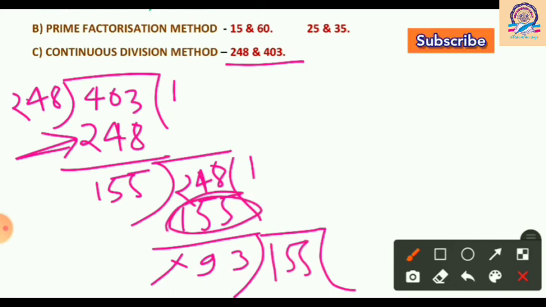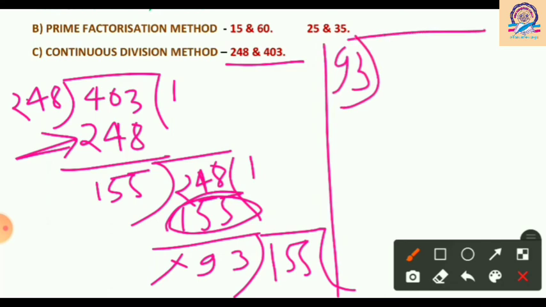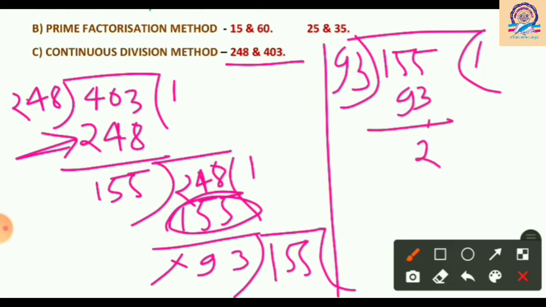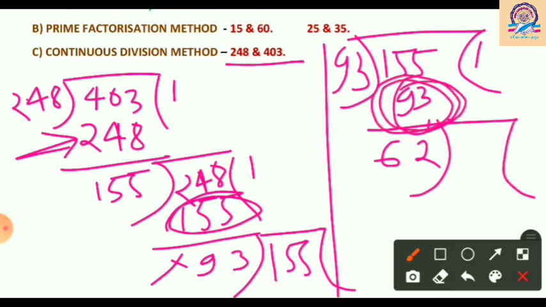In how many times can it divide? Let me write here. 93 is dividing 155, so it can divide only one time. Write here 93. So 5 minus 3 is 2, and 15 minus 9 is 6. Okay, 15 minus 9 is 6. So now this 62 will be our new divisor, and 93 will be our new dividend.